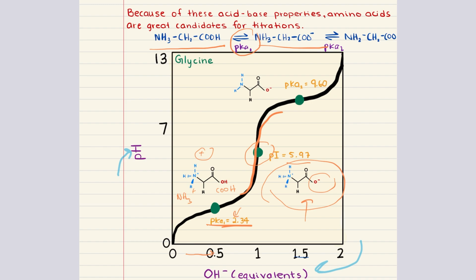Beyond the pI, further addition of base begins to deprotonate the amino group. So around pH 9.6, this is the second pKa, the NH3+ group loses its proton and it becomes NH2. Here at this pH, both the Zwitter ion and the fully deprotonated form exist in equilibrium.